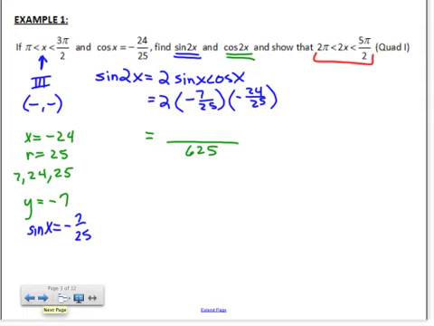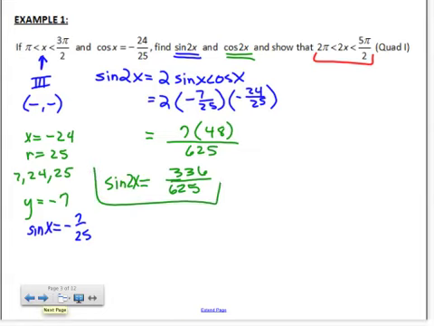Okay, so I am going to do 7. A negative times negative makes positive, and I'm going to go ahead and do 2 times 24 because I can do that particular multiplication in my head without much difficulty, and then we're going to multiply the 7 times the 48, and you're going to get 336 over 625. That is the sine of 2x. Don't ever just leave it blank there.